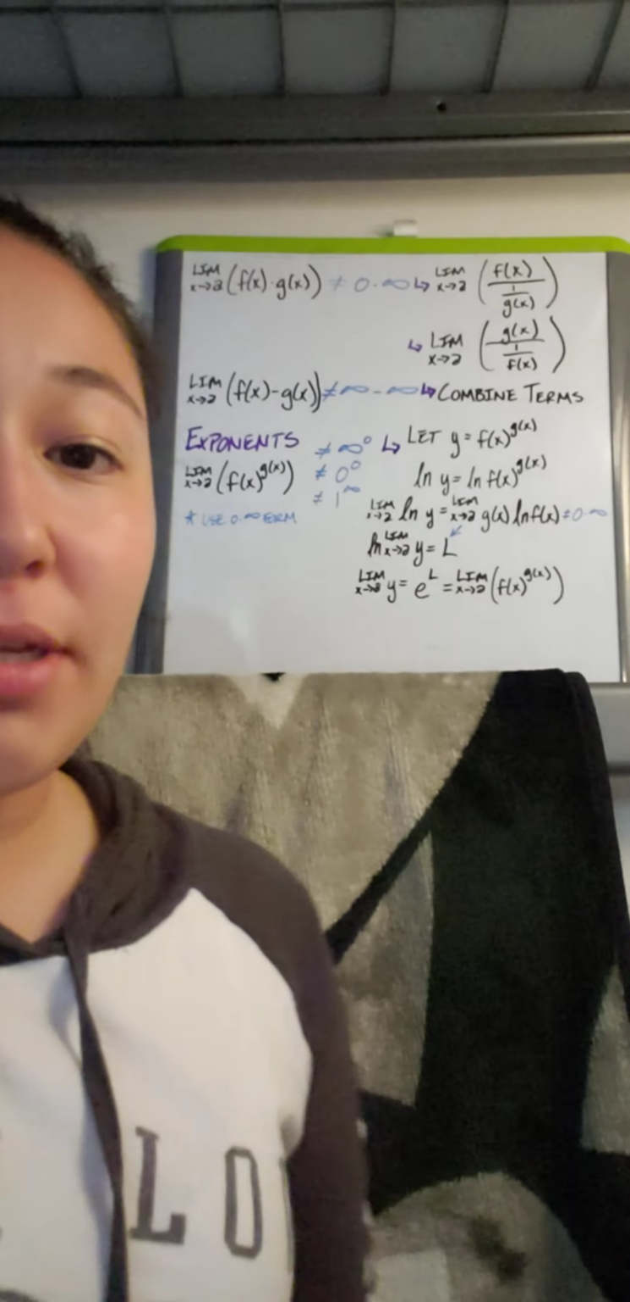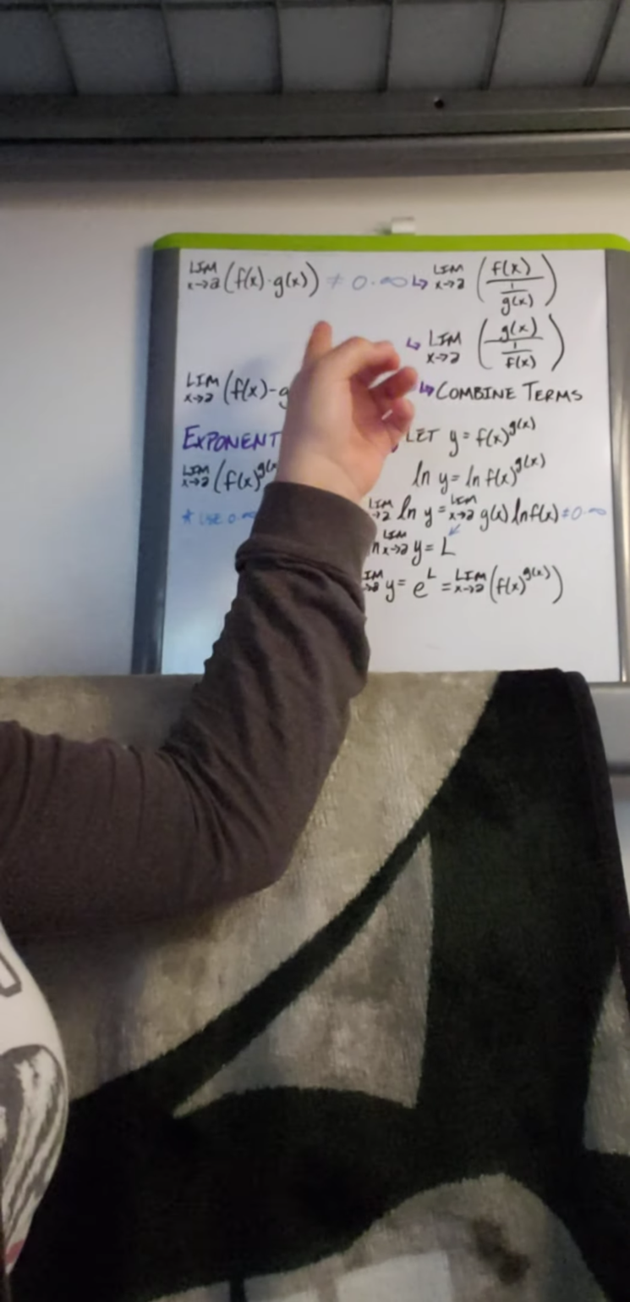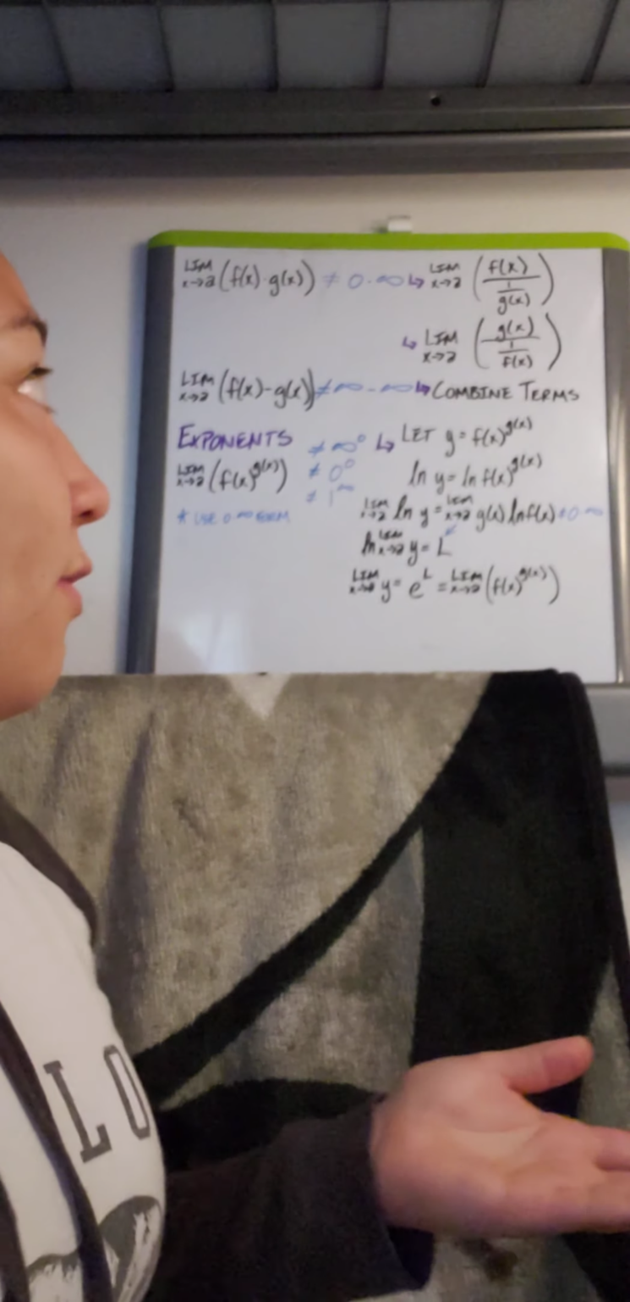So for my project, I chose L'Hopital's rule using other indeterminate forms. The first form is 0 times infinity, and it usually comes in a limit that has to do with multiplying two different functions. What you do is you take either of the functions and put it over the reciprocal of the other function, and then that usually yields L'Hopital's rule. And then you solve it that way.